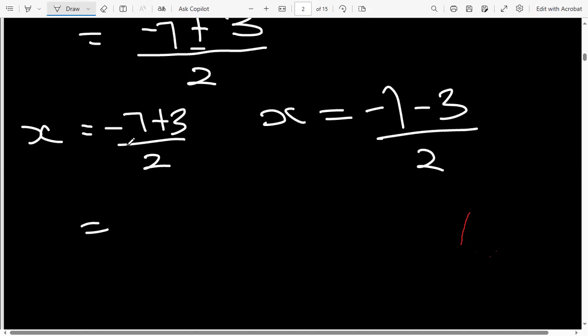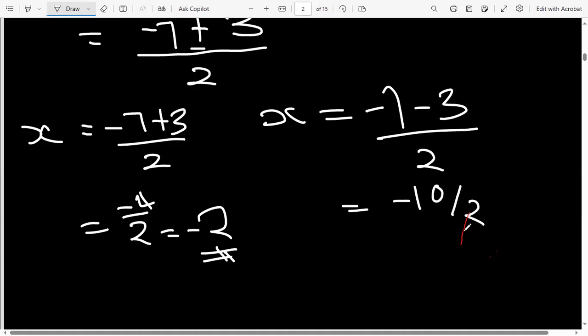So this will be -7 plus 3, which will be what? It will be -4, right? Okay. So this will be -4 on top divided by 2, which will just be -2. So our first answer is -2. And then here it will be -7 minus 3, which will be -10 divided by 2, which will just be -5. Okay, so we can see that we are getting the same answer.